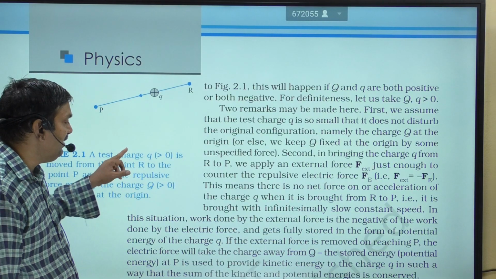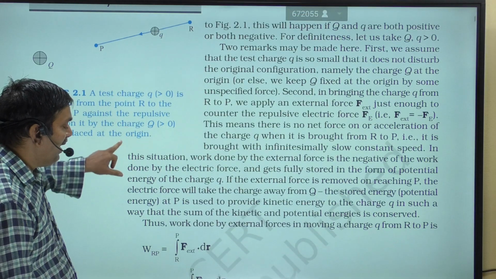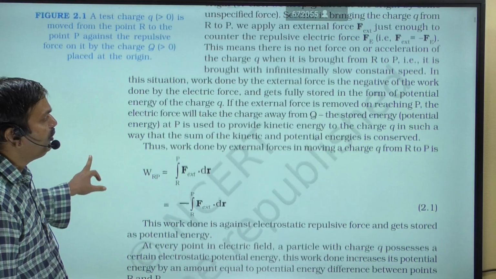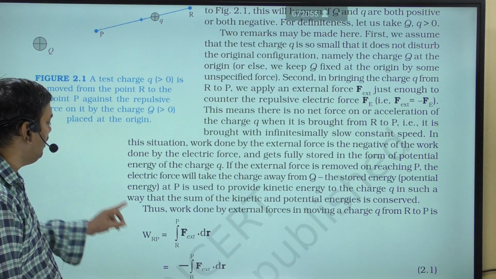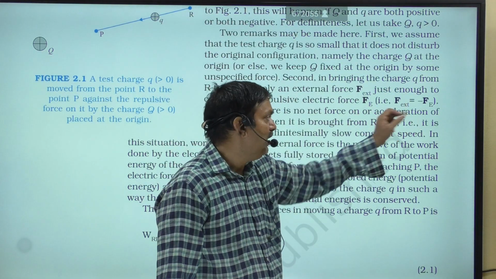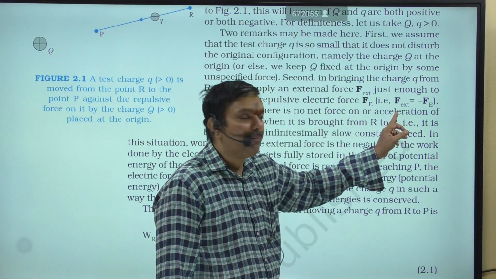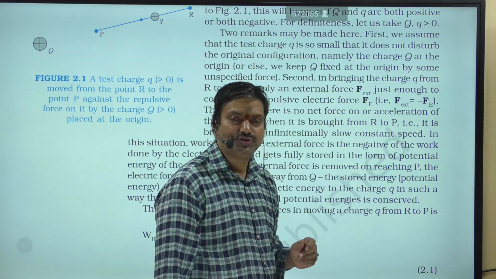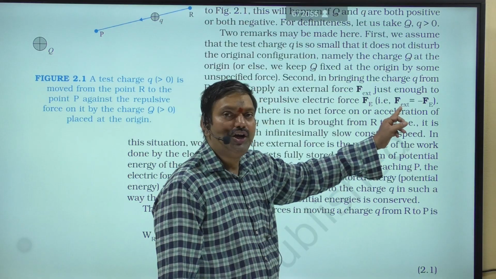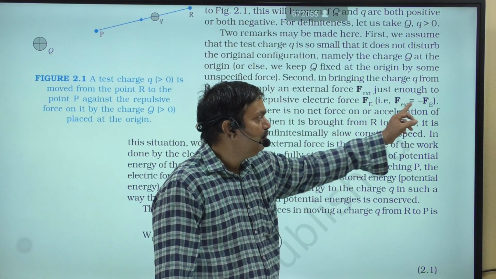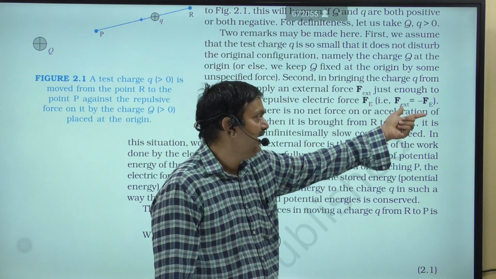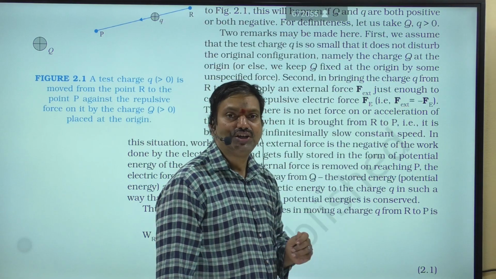Let us see why. Now mathematically, as you see here, these two things you need to understand. Why the word external, which is given in bold letters? External force is the force applied against the electrostatic force. Obviously, because there is a repulsion between the two charges, you need to apply force in the opposite direction to the electrostatic force. Therefore, F external, whatever external force you are applying, is the negation of your electrostatic force.